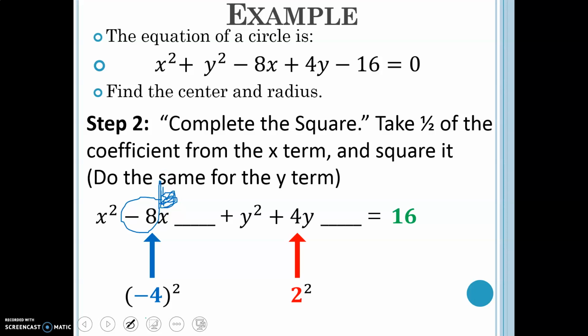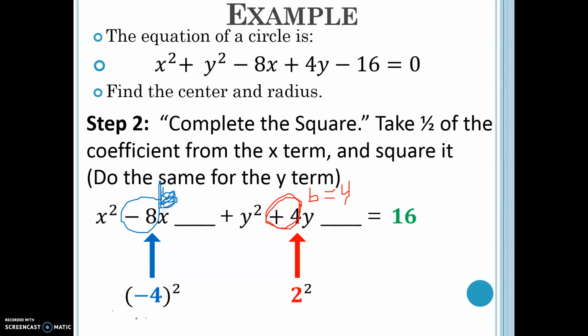Half of negative 8 is negative 4. And what you're going to do at negative 4 is you're going to square it. That is going to give you 16, which I will show you in just a little bit. Now, on the y portion, half of this b term, which is 4, is 2. And you take 2 and you square that, and that's going to give you 4.